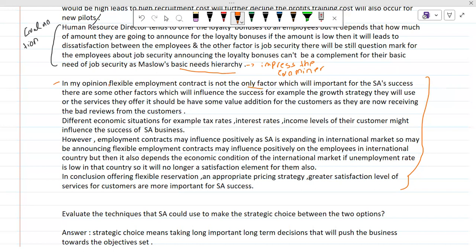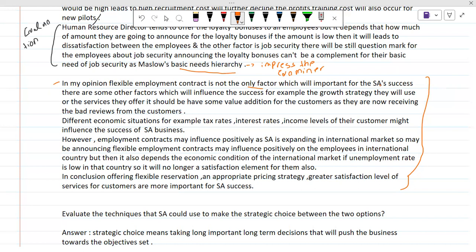So in my opinion, flexible employment contract is not the only factor which is important for SA's success. This is my point of view: if they implement the flexible employment contract, in my point of view this is not the only factor which is important for SA's success.